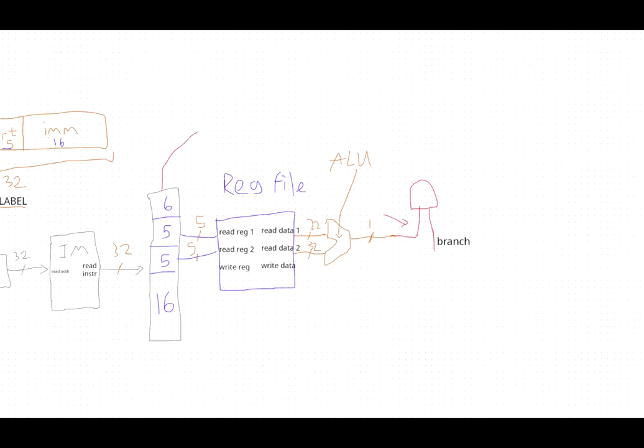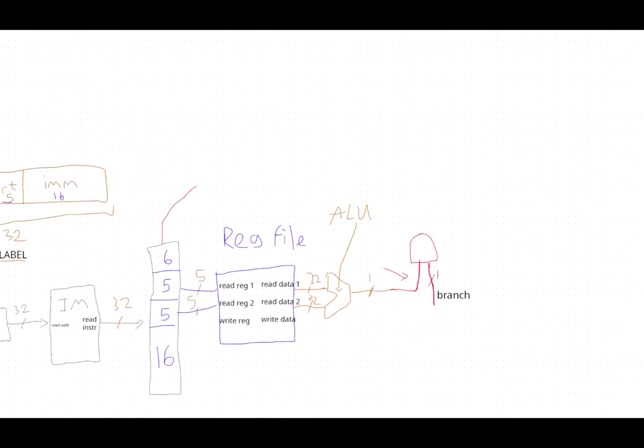And in that case, this line is also 1 bit, and the output here will be a one if we have a branch instruction. Okay. And if we don't have branch, then this will be a zero. Because in order to branch, we have to have a branch instruction and they have to be equal at the same time. Okay.